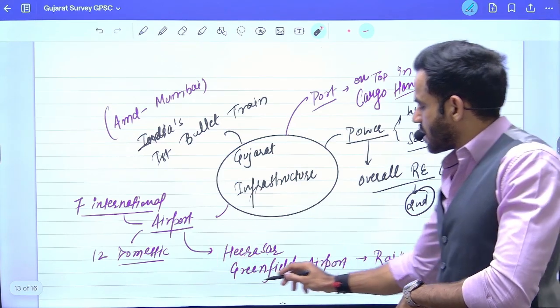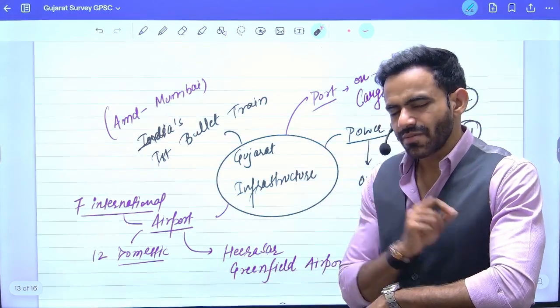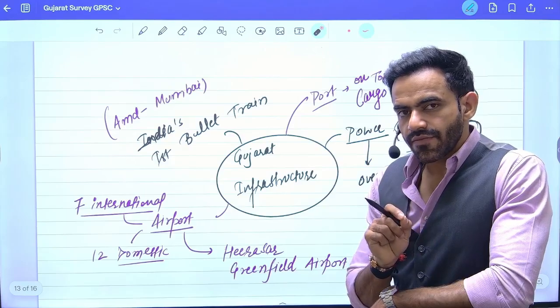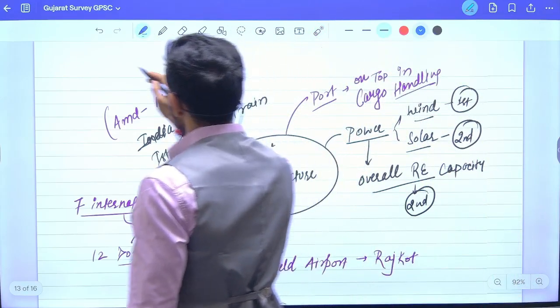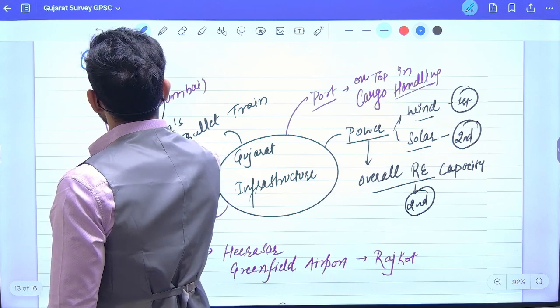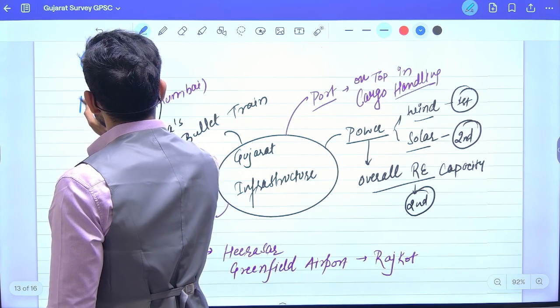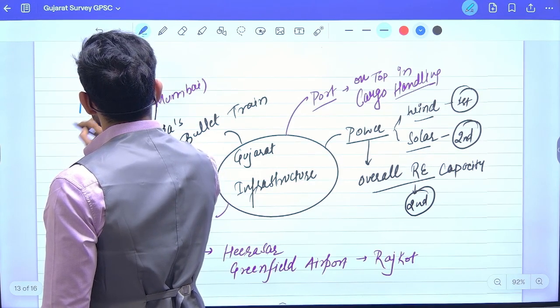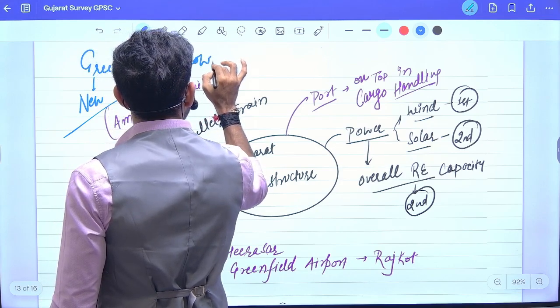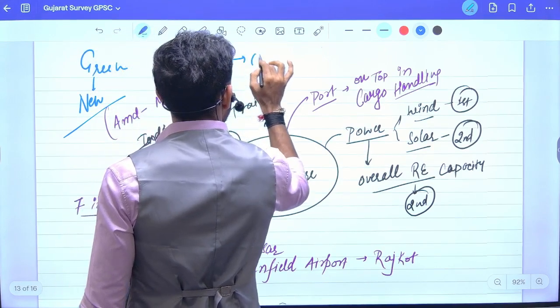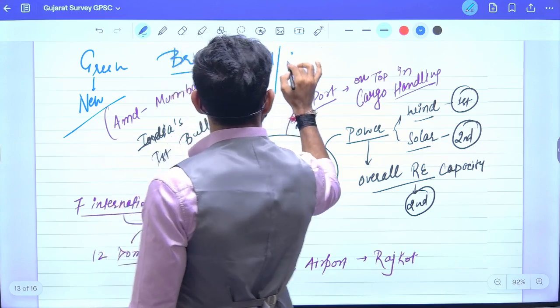Understand the term greenfield. Whenever the term greenfield is used, it refers to a new project. Let me write it down. Greenfield basically means a new project. Brownfield refers to an old or existing project.